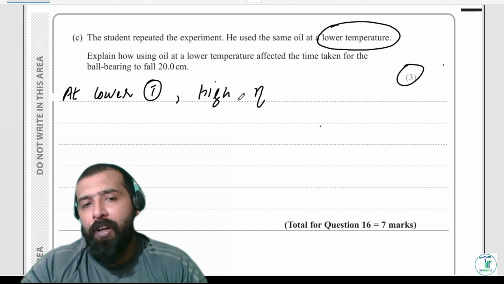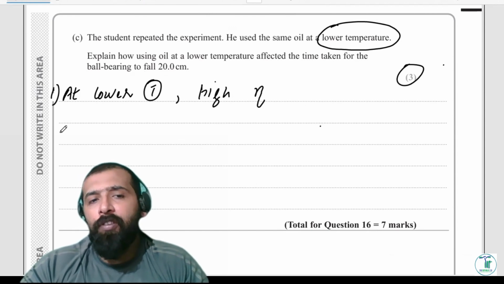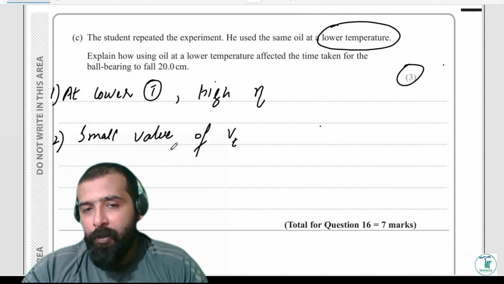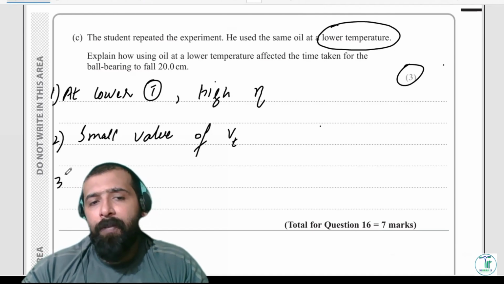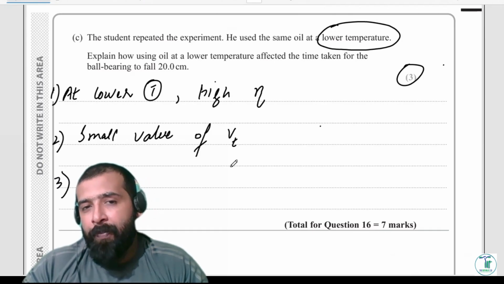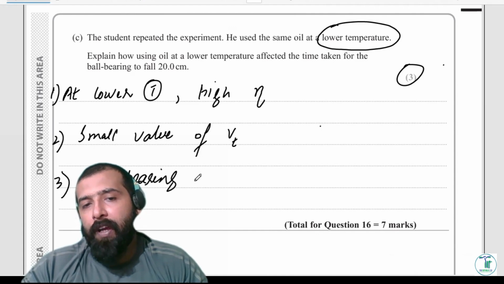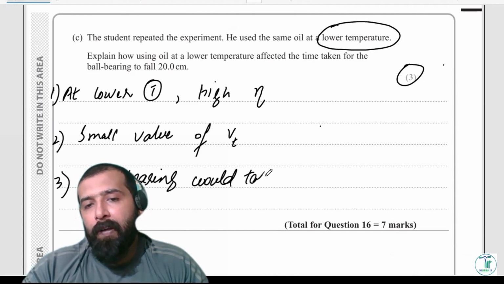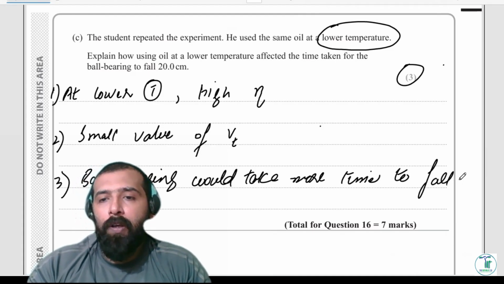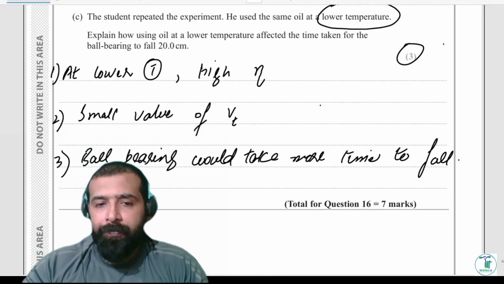It's a 3-mark question, so I'll make sure to write down at least 3 points. Higher viscosity means that the body should have a very small value of terminal velocity. And thirdly, if you've got a very small value of terminal velocity, the ball bearing would take more time to fall down, because it has a very small value of v_t. So the ball bearing would take more time to fall. That is how we need to talk about all these things.